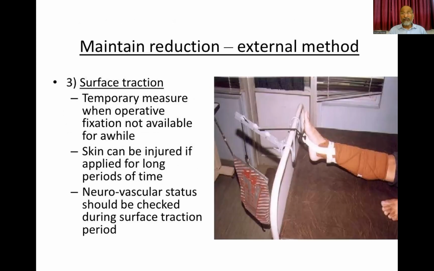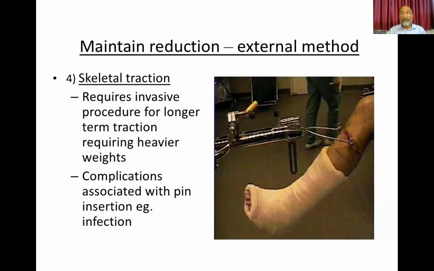Then you have got surface traction, like skin traction, as you are seeing in the picture. The skin can be given the traction, and through this skin, the traction goes to the fracture fragment. Especially, we are putting the traction on the distal fragment. Whichever fragment is distal, that should be given the traction. But the skin should not be too tightly compressed so as to cause injury, and neurovascular status should be checked during the skin traction, so that there is no vascular impedance.